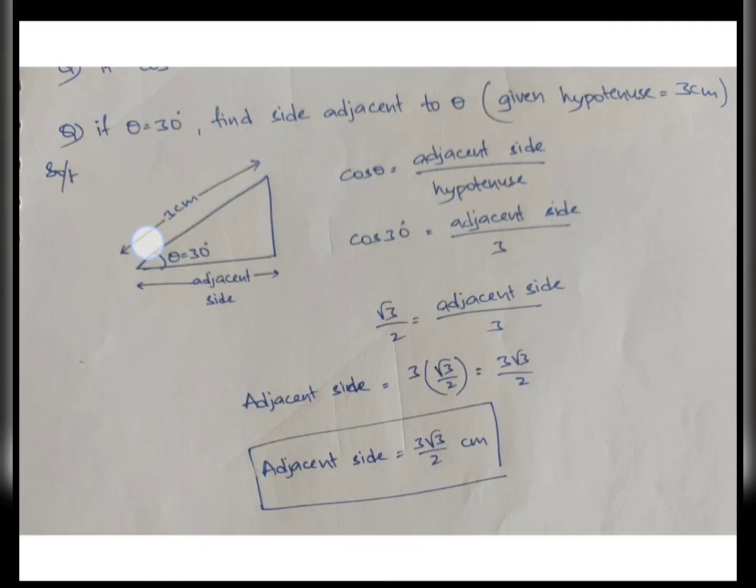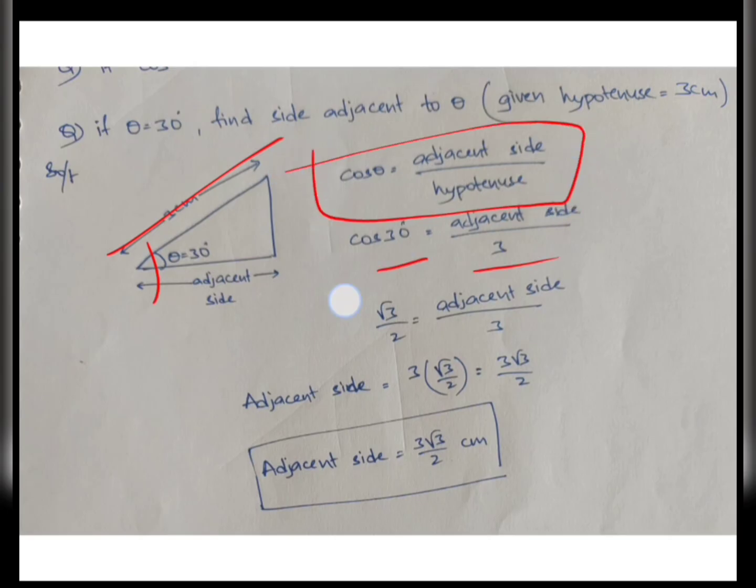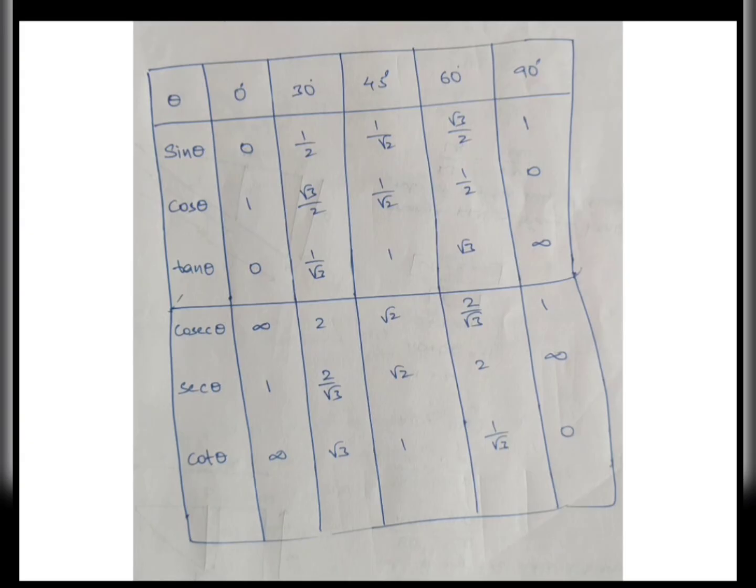Let's recall what steps we have followed in our previous question. It is given 30 degrees and this is 3 centimeters hypotenuse. Cos theta, we know this formula. Substituting the values given and the value we know, we have found the adjacent side. We have discussed how to find sin theta, tan theta, cot theta, all trigonometric functions if theta is given. Our next video will be a continuation of this video.